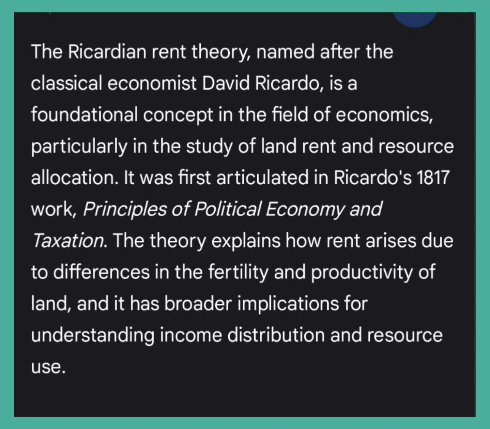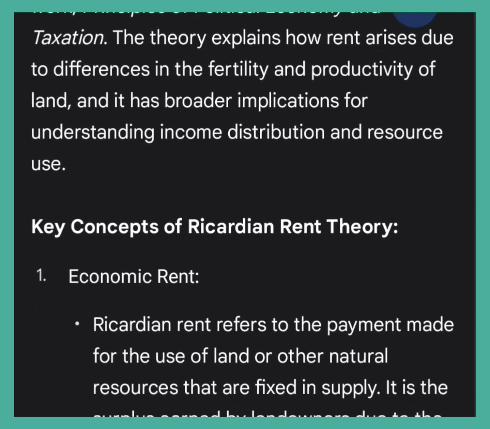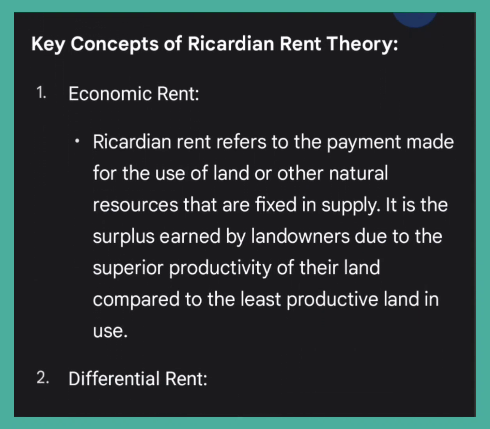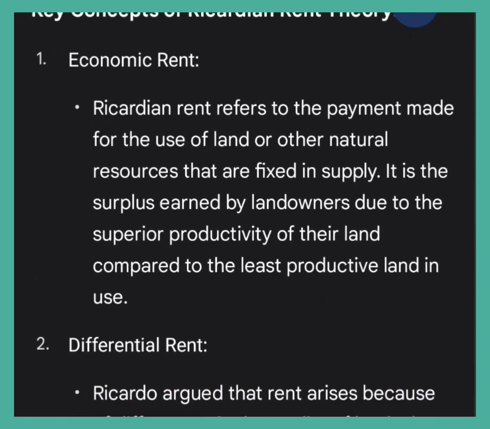Key concepts of Ricardian Rent theory. 1. Economic rent. Ricardian rent refers to the payment made for the use of land or other natural resources that are fixed in supply. It is the surplus earned by landowners due to the superior productivity of their land compared to the least productive land in use.